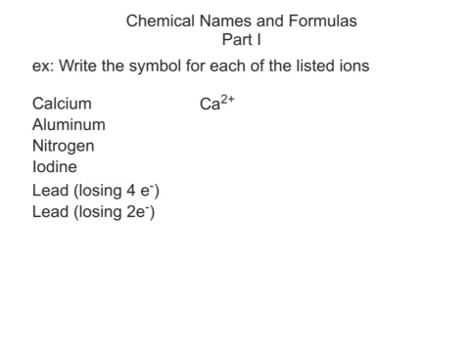Try to get the others, pause the video and work them out, and then go on to see if you got them correct. Hopefully your answers match well. Aluminum 3+, nitride is 3-, iodide is I-, and lead, losing 4 electrons, is 4+, and losing 2 electrons is 2+. Those are the two common oxidation states for lead.